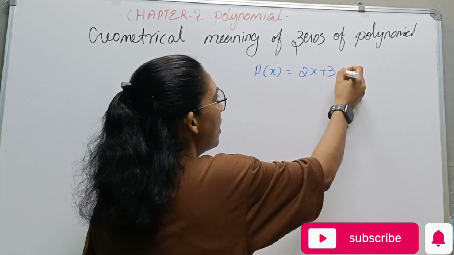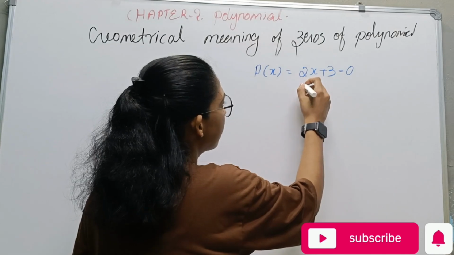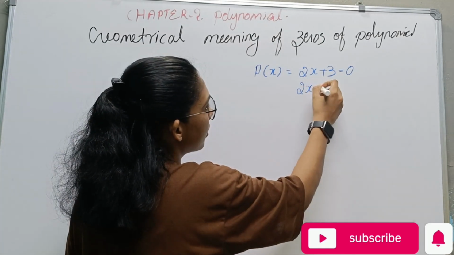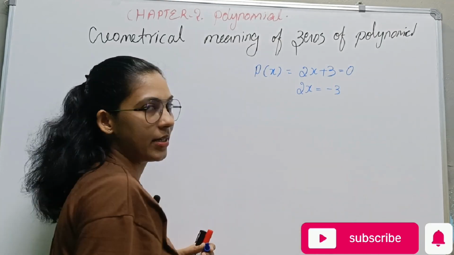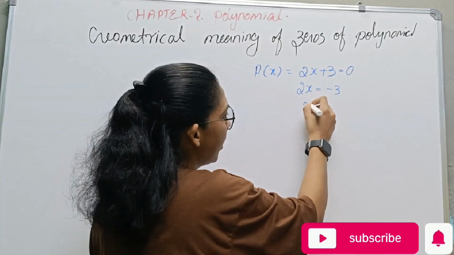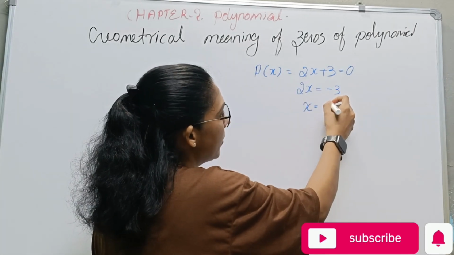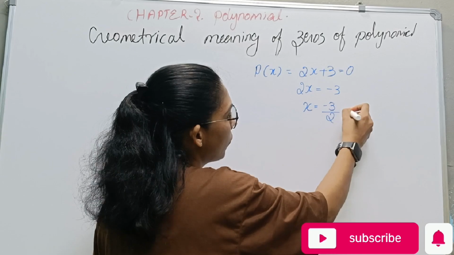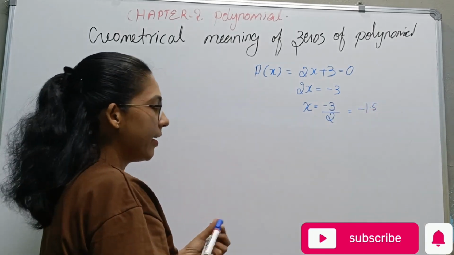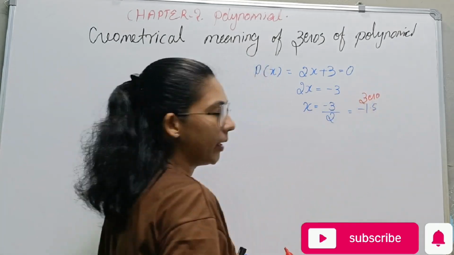So what to do is, we have to equate this polynomial with 0. Then 2x plus 3 is equal to 0. Then 2x is equal to minus 3. On transposing, this plus 3 changes into minus 3. Again on transposing this 2 to the other side, it becomes minus 3 upon 2, which is equal to minus 1.5. So this minus 1.5 is said to be the zero of the polynomial.